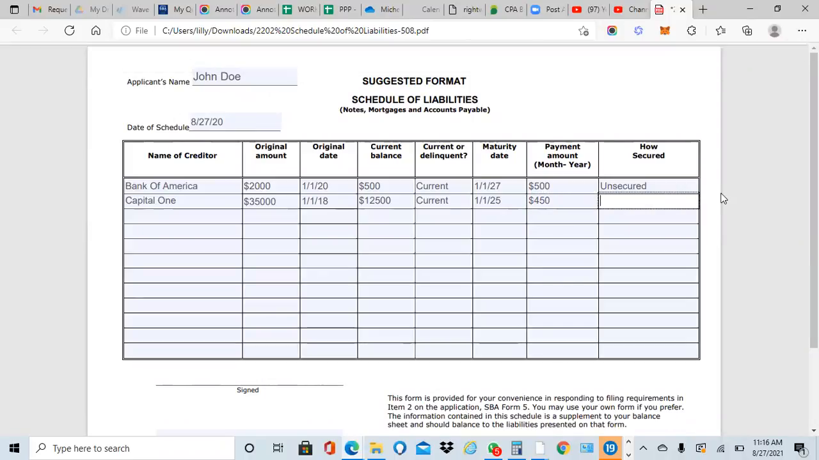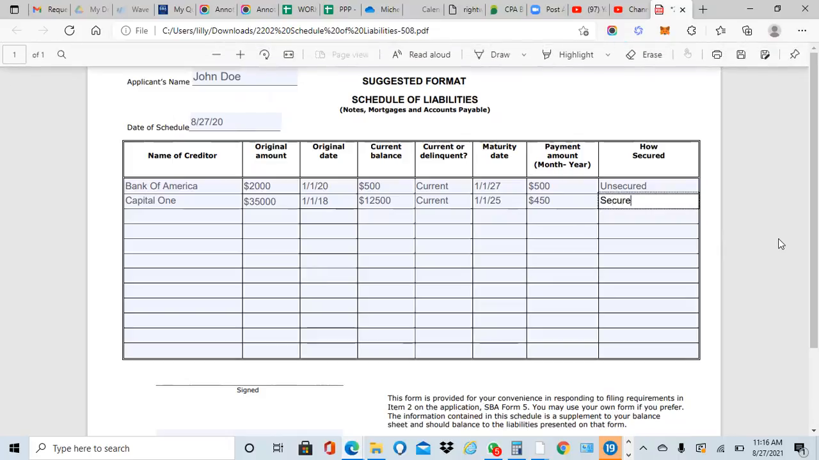And when I first got this loan, I had to put a down payment. So I put a down payment of $1,200. So when you have to put a down payment for a credit card or a loan, that is considered secured. So I'm going to put secured. And that is it for this form.